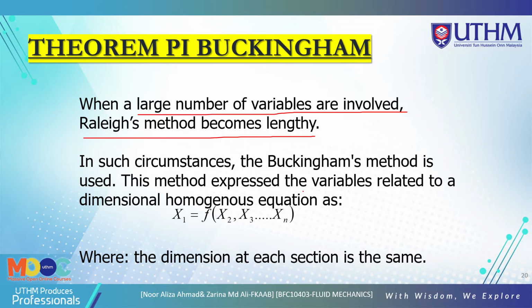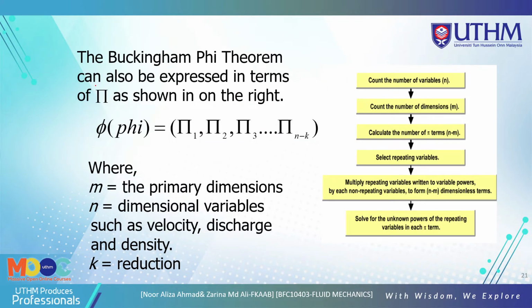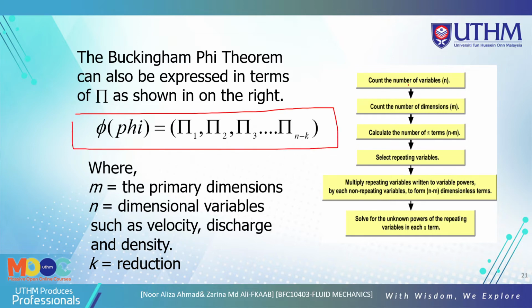This method expresses the variables related to a dimensionally homogeneous equation, based on this formula: x1 is equal to f of x2, x3, until xn, where the dimension of each term is the same. The Buckingham pi theorem can also be expressed in terms of pi. The procedure is: count the number of variables n, then count the number of dimensions m, and calculate the number of pi terms as n minus m.